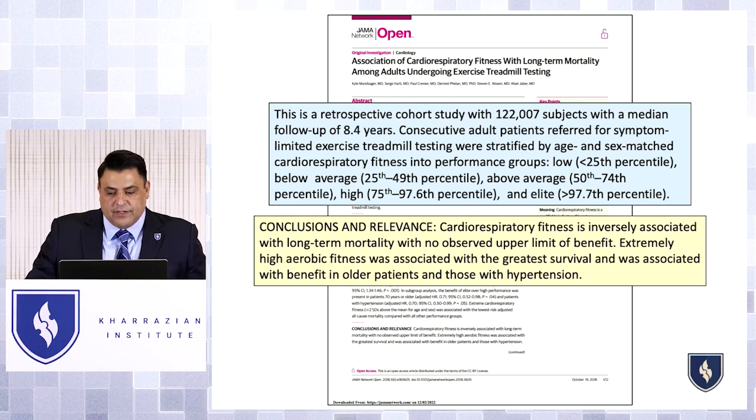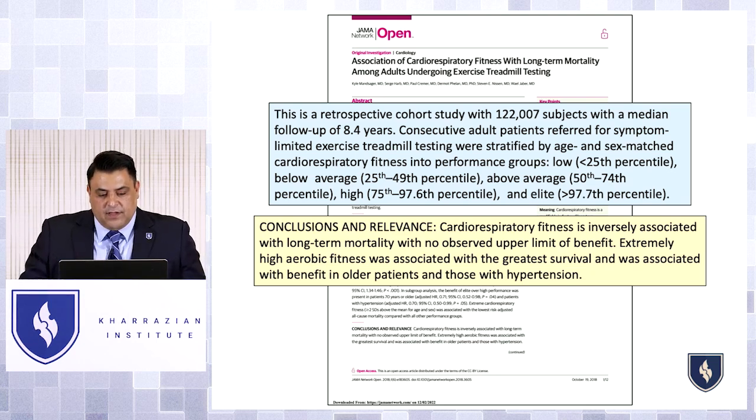And the conclusion of looking at these different scales of fitness was cardiorespiratory fitness is inversely associated with long-term mortality with no observed upper limit of benefit. Extremely high aerobic fitness was associated with the greatest survival and was associated with benefits in older patients and those with hypertension.